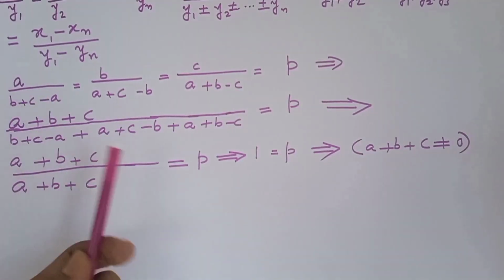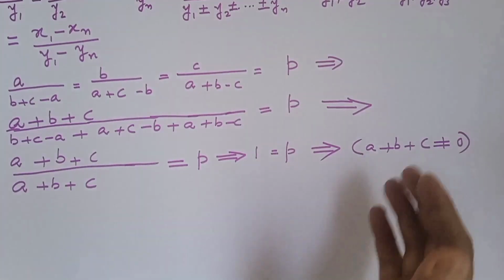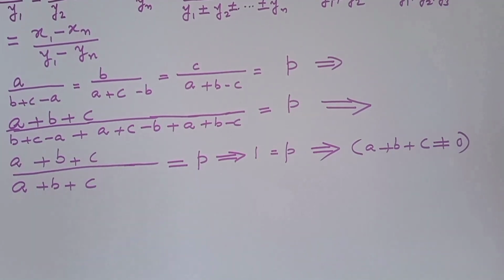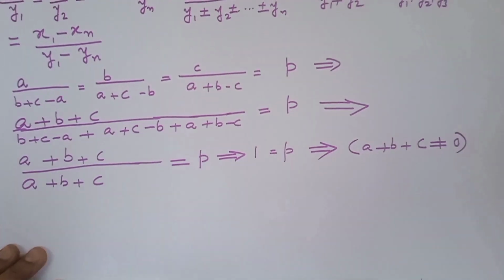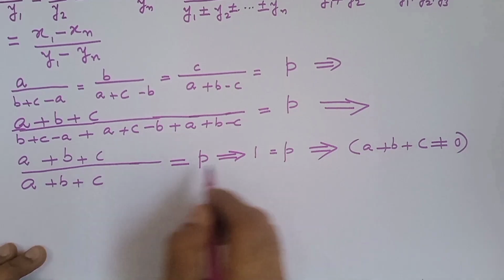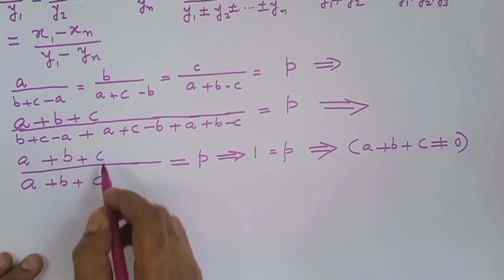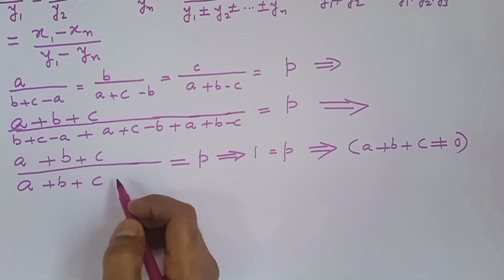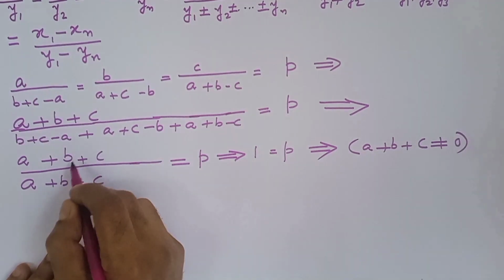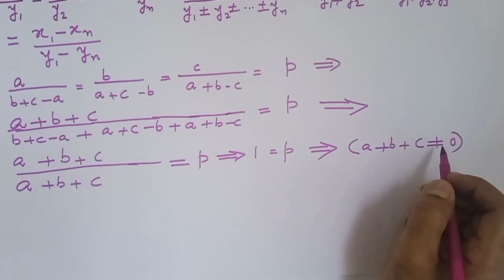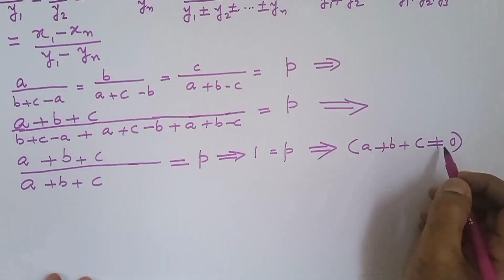But in an expression or in an equation, what do the variables stand for? They generally stand for any kind of real numbers. So only when A plus B plus C is non-zero, this will be equal to 1. The reason is this: when you write 1 as equal to A plus B plus C by A plus B plus C, what you have done is you're dividing both the numerator and denominator by A plus B plus C, and division of any number by A plus B plus C will be valid only when the number we use for division, which is A plus B plus C, is non-zero.